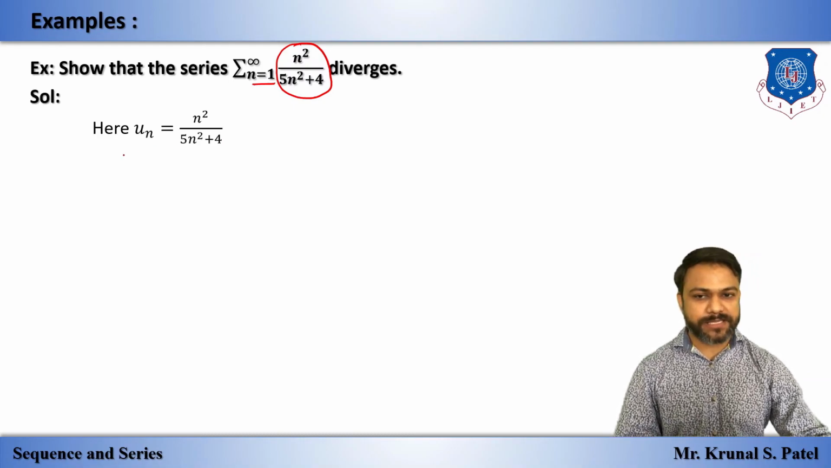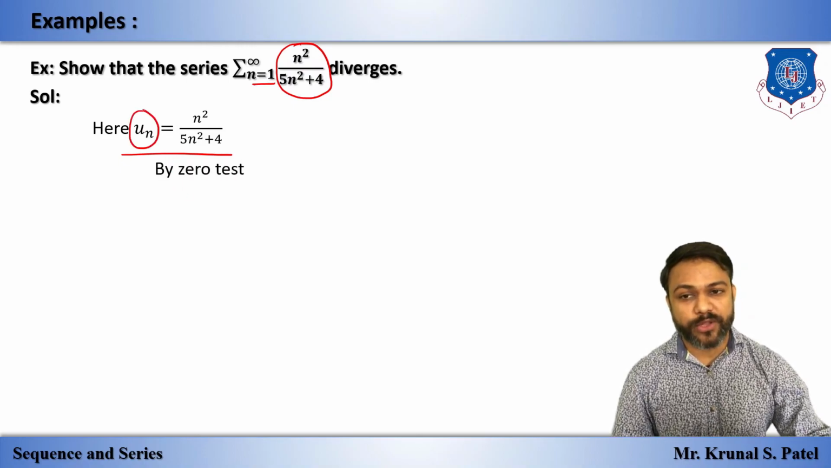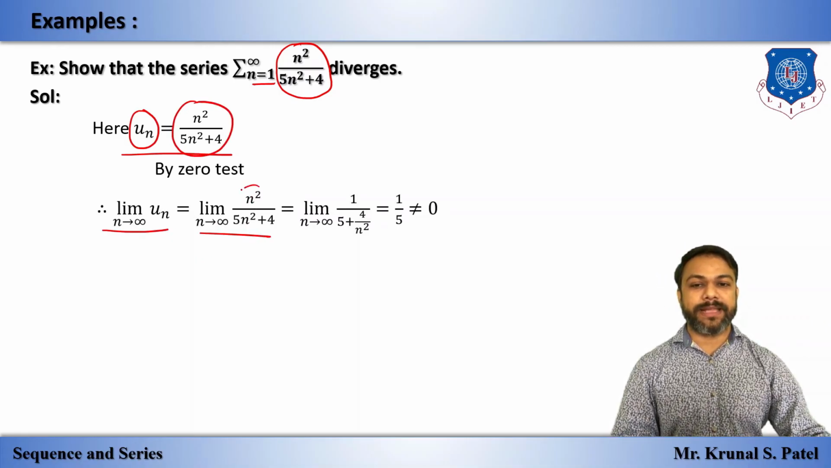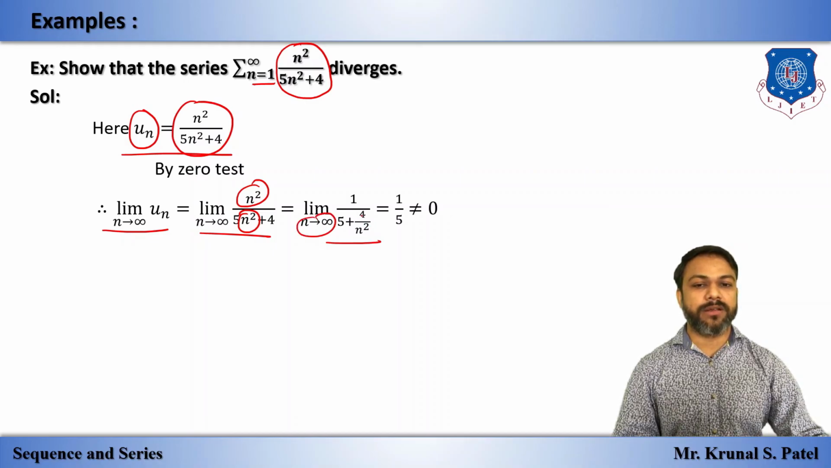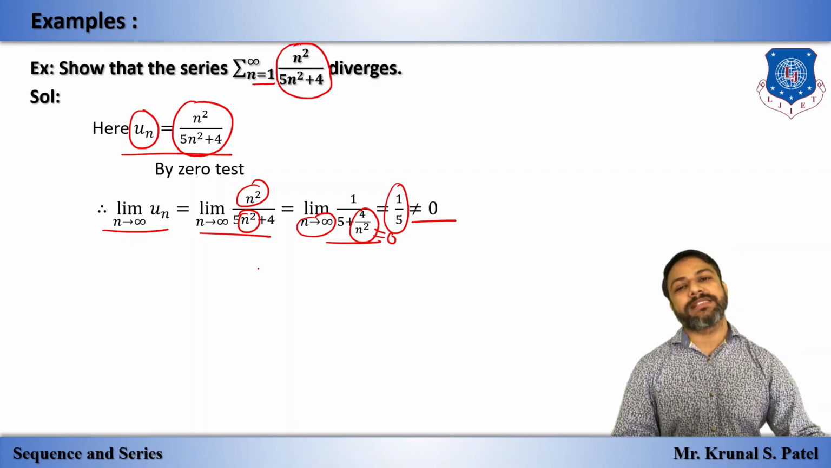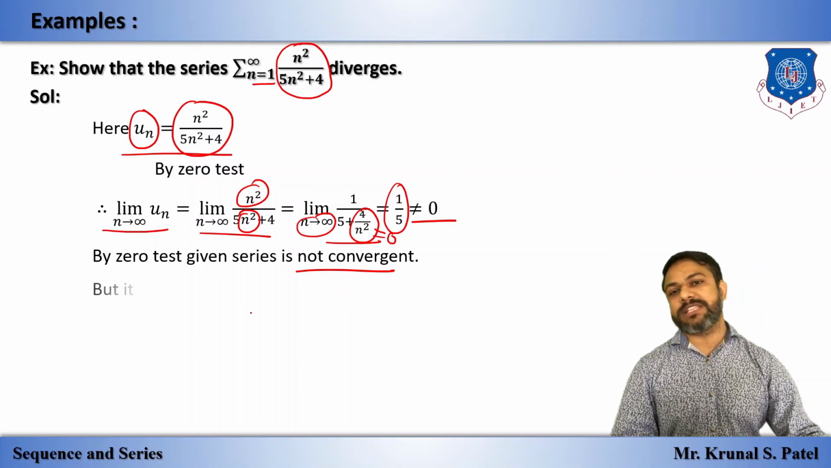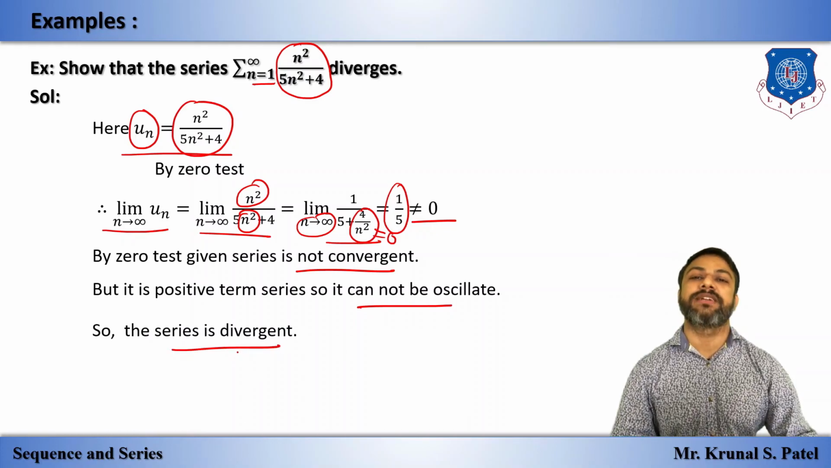So we have un as this, and by the zero test we have to apply the limit on un directly. If we apply the limit and take n square common from the denominator and cancel out, we have this term, and if you put n equal to infinity here, 4 by infinity is 0, so we have 1 by 5 plus 0, which is 1 by 5, not equal to 0. So by the zero test, the given series is not convergent, and we know it is a positive term series, so it does not oscillate, and therefore the given series is divergent.